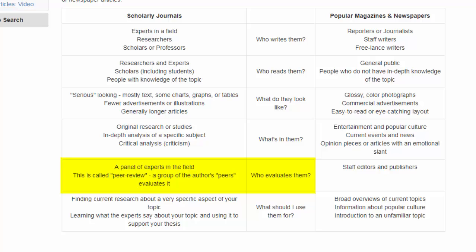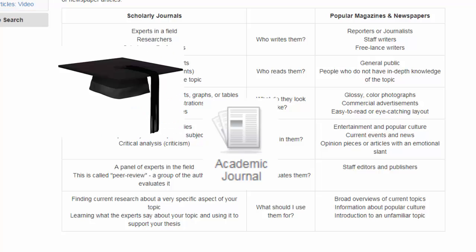A group of the author's peers, other experts in their specific subject area, evaluates the article to determine whether or not it is worthy of being added to the body of literature in a specific discipline. In the library's databases, you will often hear and see the terms scholarly, academic, and peer-reviewed used interchangeably.